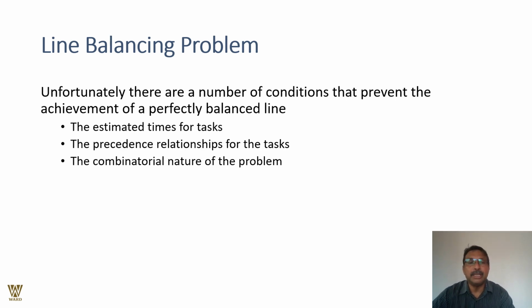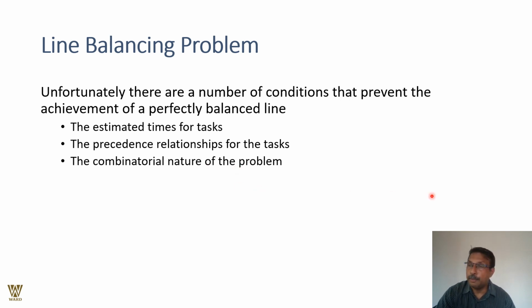But unfortunately, there are a number of conditions that prevent us from actually achieving the perfectly balanced line. The estimated time of a task may vary. The speed at which the worker is working may vary. Then there is the precedence relation of the tasks. I can only start my task when the preceding task has been completed. I'm waiting for somebody else to finish their task before I start proceeding. Someone else is waiting for me to complete the task before he or she starts proceeding with theirs.